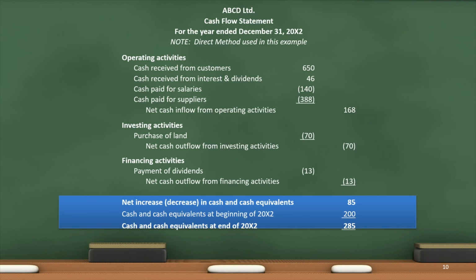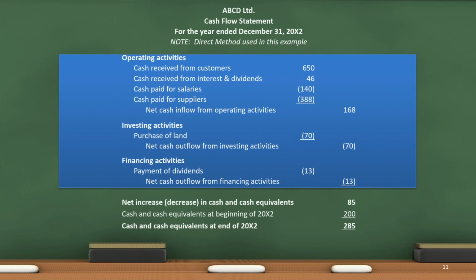What we see here are the ending balances from balance sheets that are a year apart, 285,000 in cash at the end of the current year and 200,000 at the end of the prior year. The difference between the two is 85,000. Now, how did that difference of 85,000, in this case an increase, come to be? Well, that is what is explained by the rest of the cash flow statement.